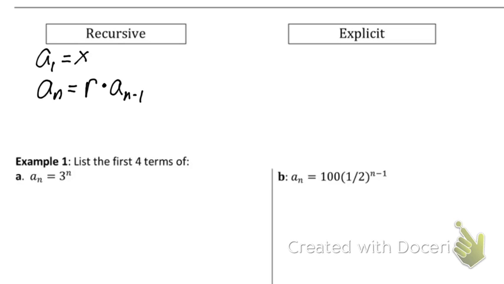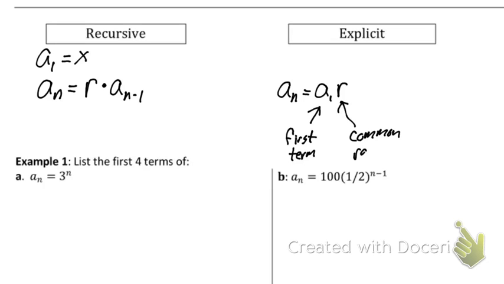The explicit form. For explicit, that is going to be a sub n equals your first term, times your common ratio to the n minus 1. So you actually have nothing you need to figure out. You just need your first term and your common ratio. There is no C where you have to do your first term minus your common ratio or something. It is just plug in your first term, plug in your common ratio, and move on from there.